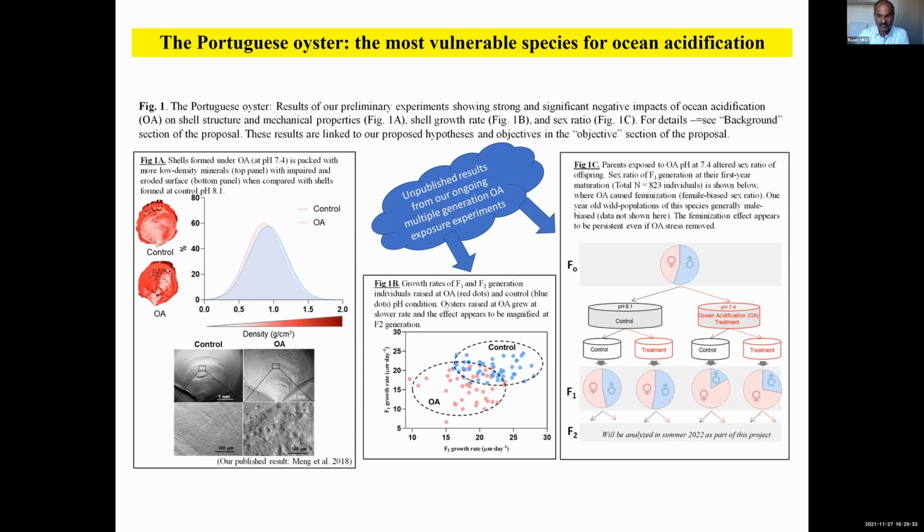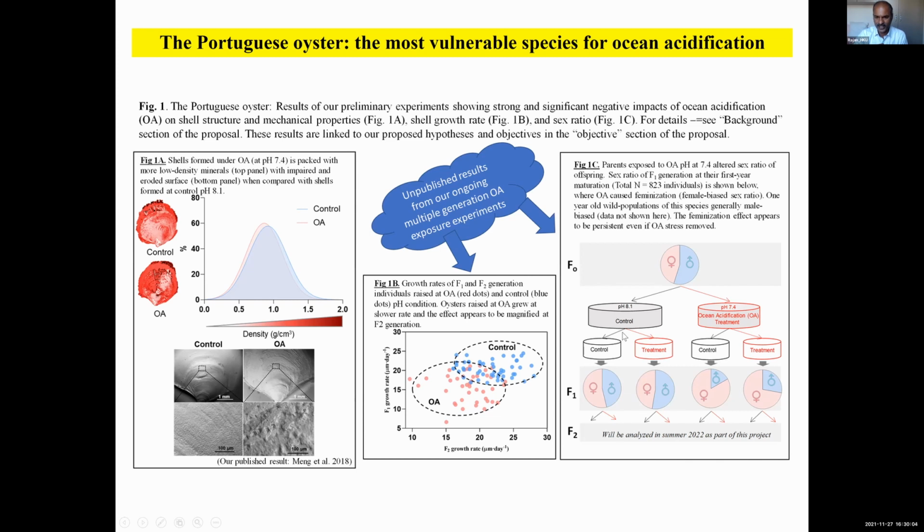This species is not suffering winter mortality, so forget about that. They are fine so far. But they are suffering because of other anthropogenic conditions, particularly hypoxia and OA, this combination. We have been interested only in OA with respect to this species. If you reduce the pH even by a very small amount, this species is definitely suffering more, and the shell is impaired, which we have shown many years ago.